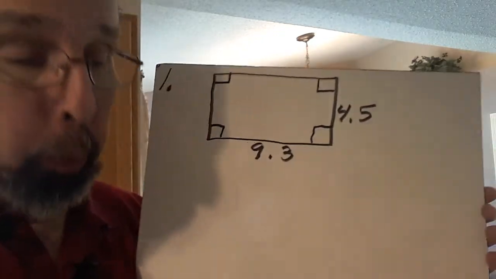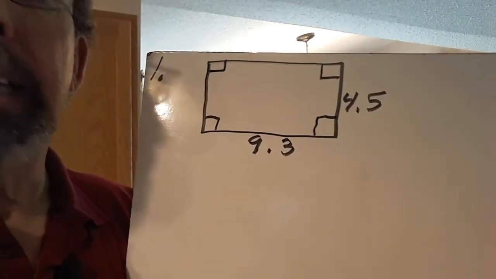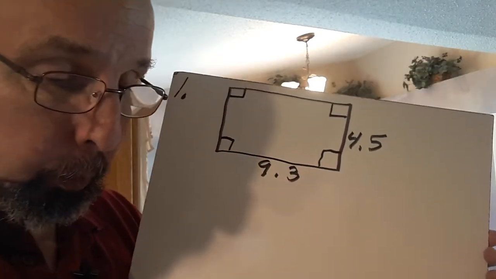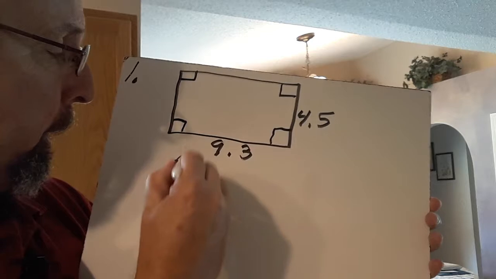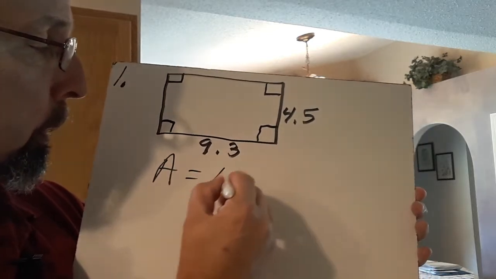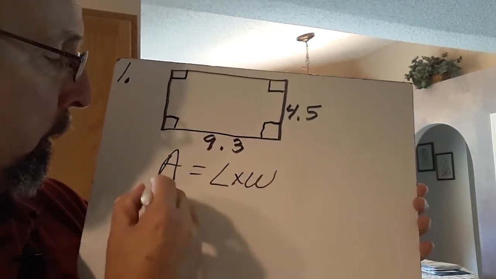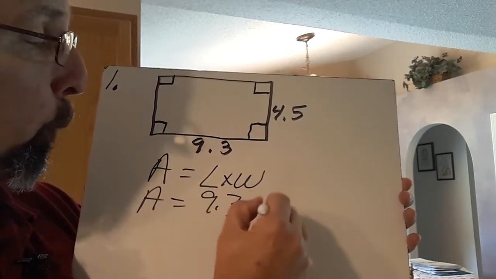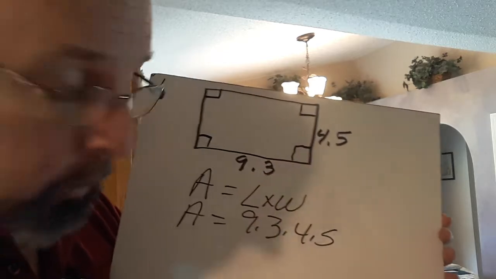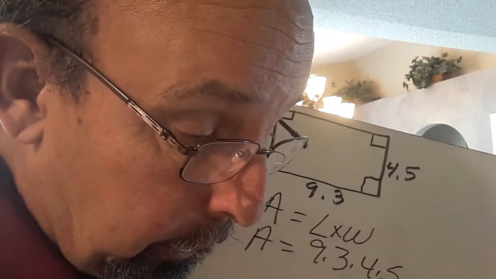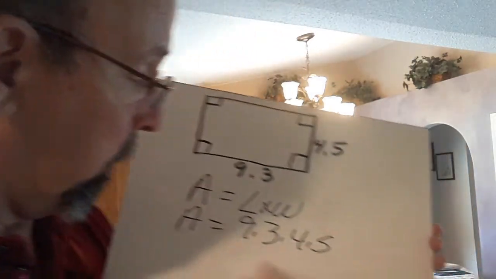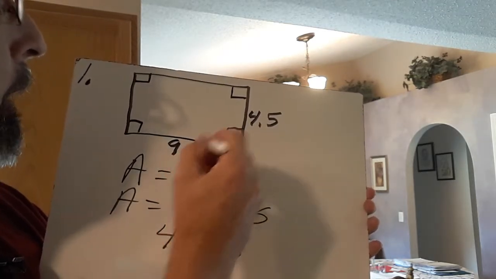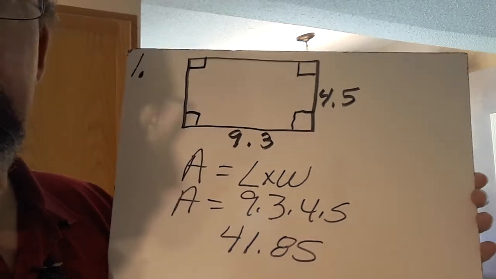All right, the first problem, you have a rectangle, and it is 9.3 by 4.5. We're doing area first. Area equals length times width. So area equals 9.3 times 4.5, and your final answer there then is 41.85. Length times width, real simple, all right?